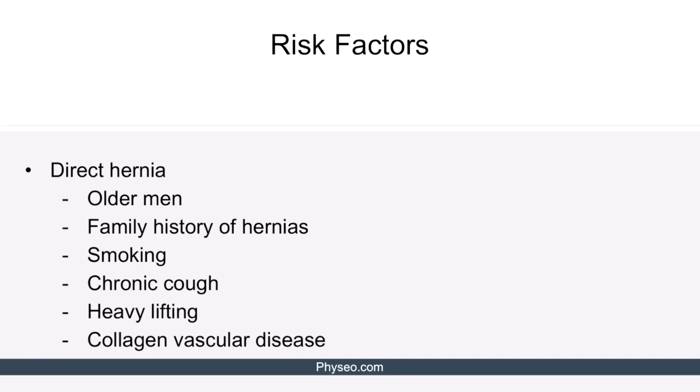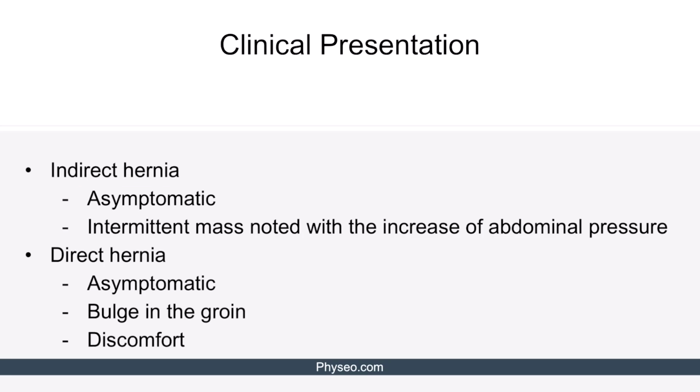Next, we are going to continue with the risk factors of direct hernia. They are mainly those conditions that increase the weakness of abdominal wall or increase the intra-abdominal pressure. Conditions such as being an older man, having a family history of hernias, smoking, chronic cough, heavy lifting, and collagen vascular disease are the most important risk factors for developing a direct hernia. Now let's move forward with the clinical presentation.